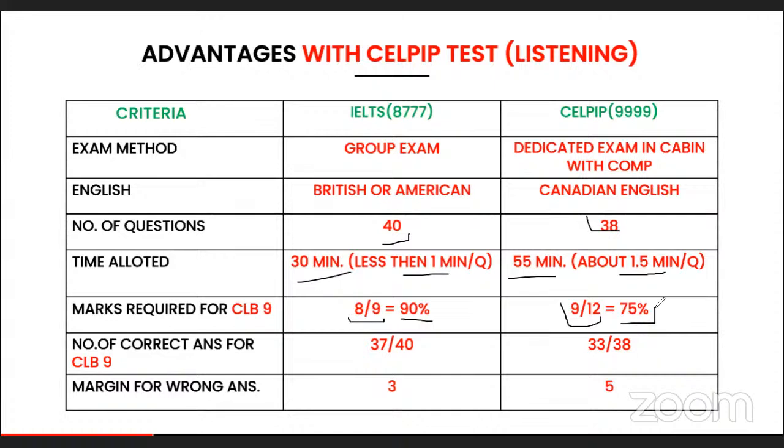Coming to the number of correct answers, you know that in IELTS you need to get at least 37 correct answers, and then you have only 3 answers wherein you can go ahead with wrong ones, right? It is a very low margin. But when we talk about the margin in CELPIP, you can get even 5 wrong answers, and you just need to get 33 correct answers, which is giving you a good margin, and an understandable score to get into.